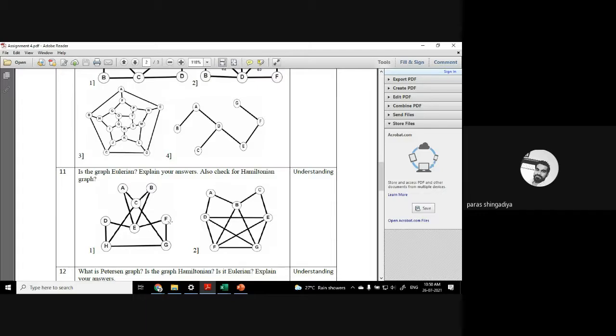Okay, so it is a Hamiltonian graph. Clear? Just move along the boundary only: A, B, C, E, G, F, D to A. That's it.